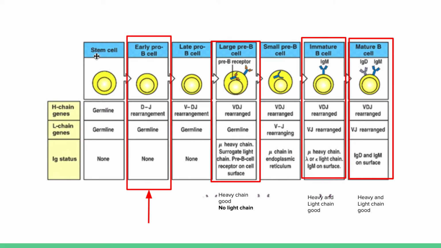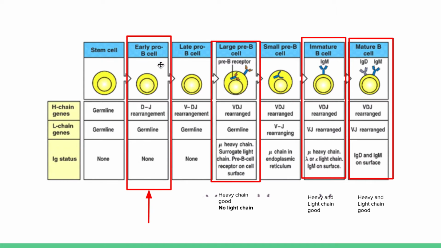The step really to answer the question, the step that commits a cell to B cell lineage, is this first step going from stem cell to an early pro-B cell. This is the step that they asked in the question, okay? So to go from here to here, do you see heavy chain recombination? Yes. You start to see D and J rearrangement in the heavy chains. Any light chain genes? None yet, and no Ig status.